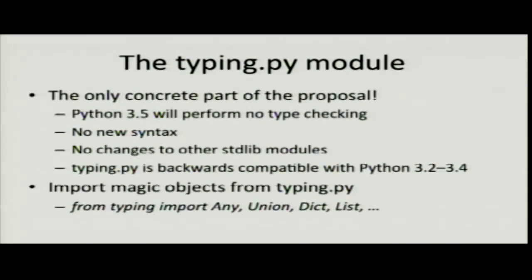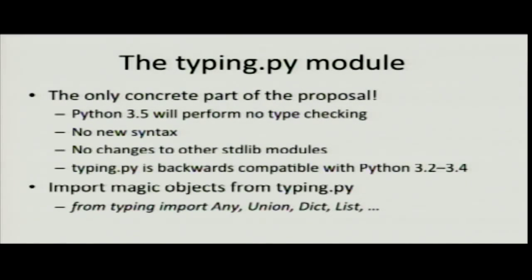We're not actually adding any type annotations to other parts of the standard library. So if you're looking for examples of type hints, you're going to have to look elsewhere. Also, this typing.py itself can also be installed in Python 3.2 or 3.3 or 3.4 using pip install. What does the typing.py module do? It defines a whole bunch of magic objects like Any and Union and Dict and List with capital D and L that are used for expressing types.